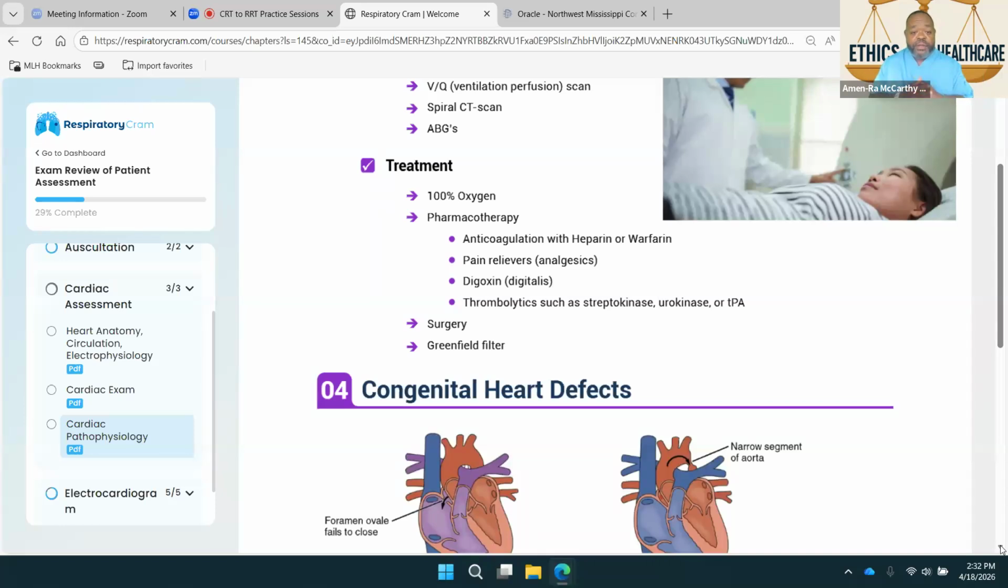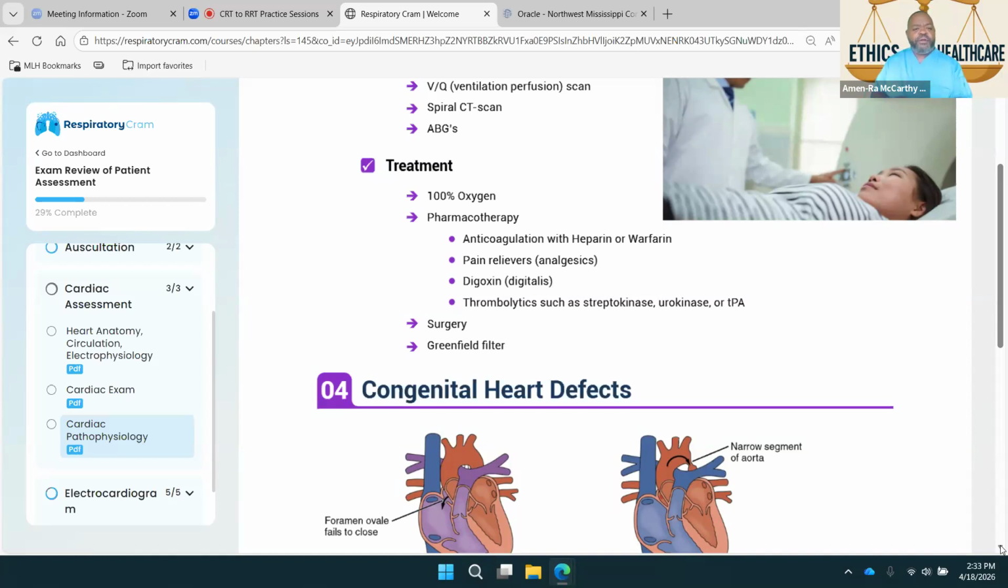Even, and I don't see it on here, but even hyperbaric, right? Hyperbaric chambers also help with perfusion, right? I'm surprised they don't use it for that. Thrombolytics such as streptokinase, urokinase, or TPA, right? Those are some of the things we also kind of bust up that clot. And then finally, surgery or the Greenfield filter, which I have not heard of until today. I don't know what that is, but now you know. You may see that on the test, the Greenfield filter.